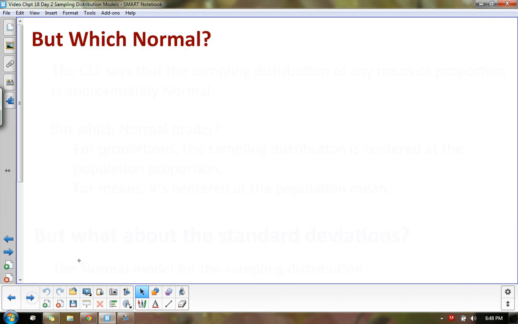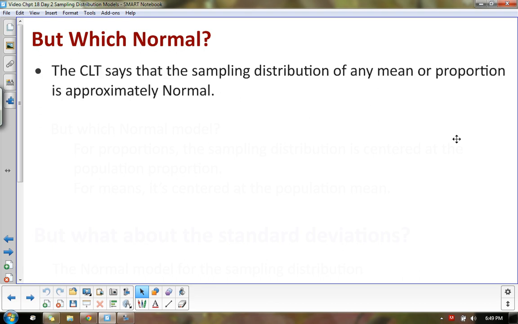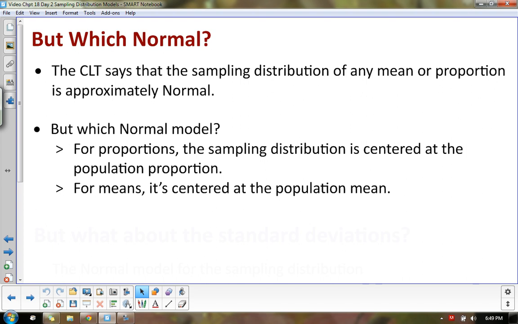All right, now which normal is which? Because again, at the end of the last lesson, I said we have two normals. We have the normal distribution of the population and the normal distribution of the sampling. The central limit theorem says the sampling distribution of any mean or any proportion is approximately normal. Approximately. Not perfect, but gets really close. For proportions, the sampling distribution is centered at the population proportion. So that's what we're talking about, our p.